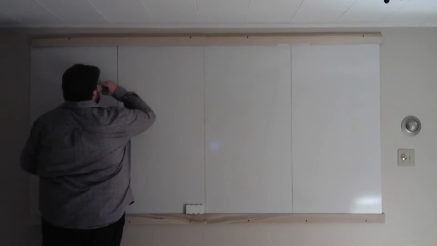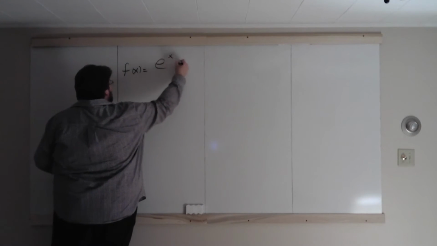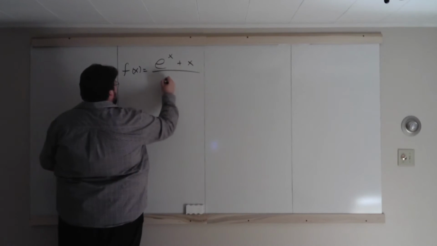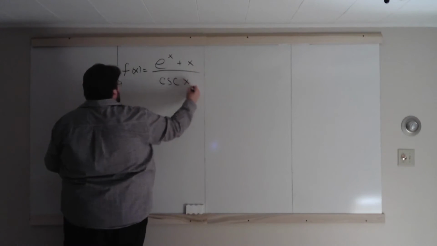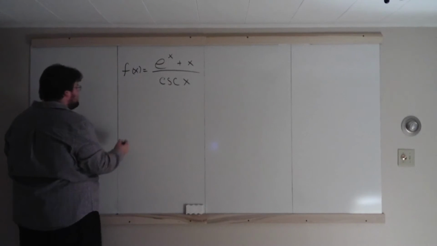Find f prime of x. E to the x plus x over cosecant of x. Well, we have a quotient, so we're going to have to use our quotient rule.